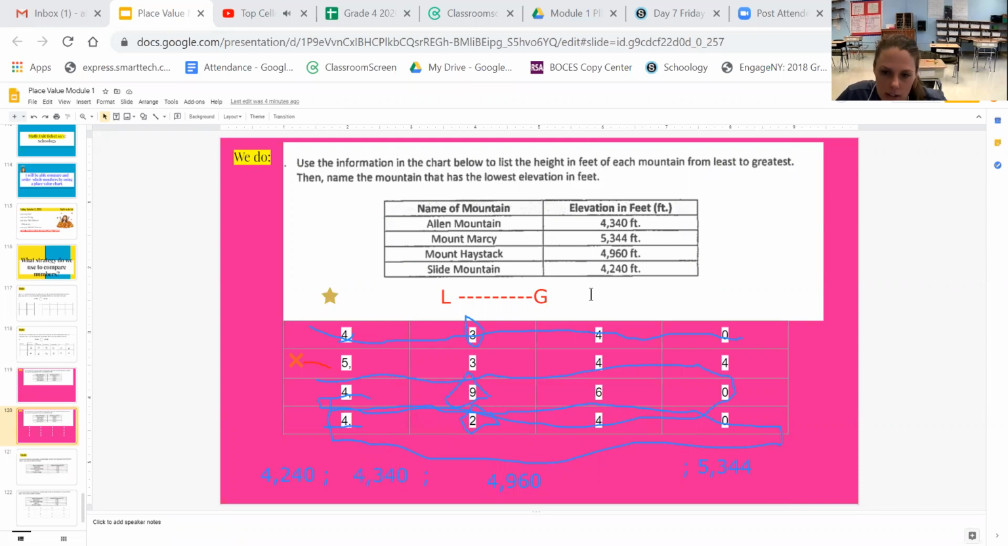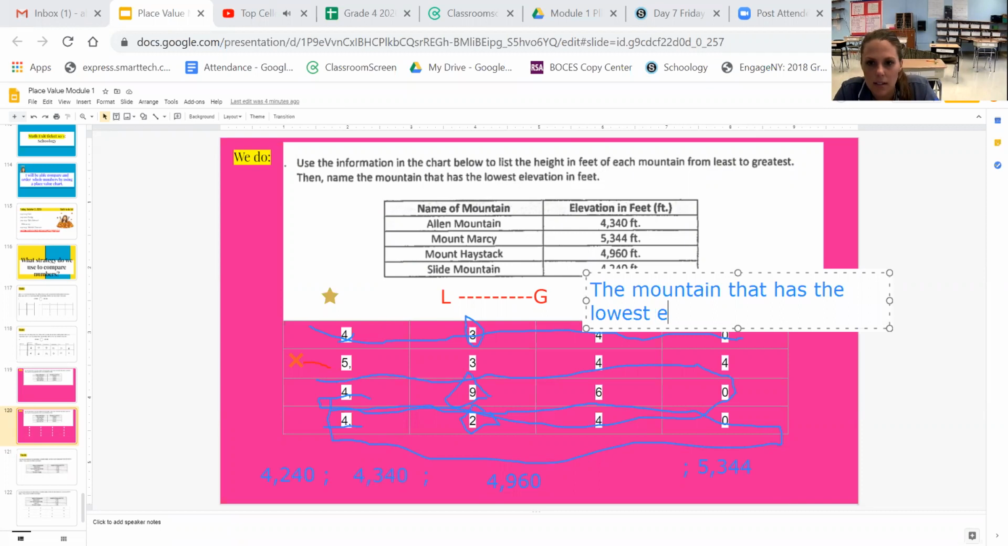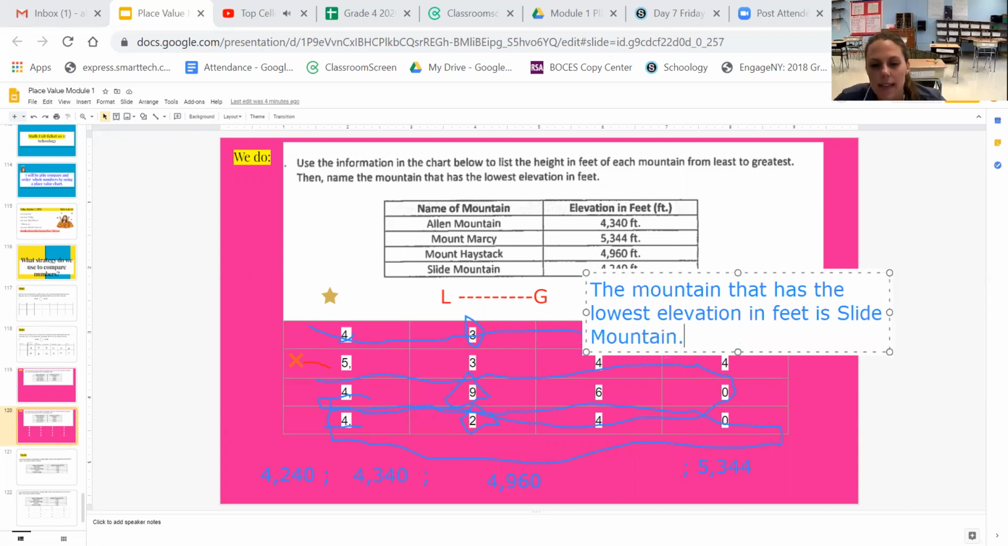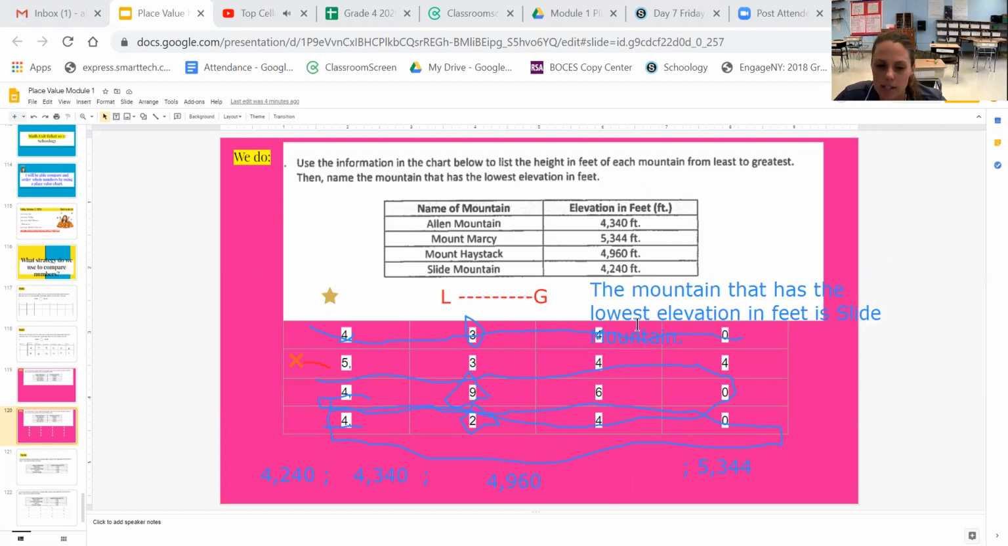Okay, now that we've ordered them from least to greatest, it says name the mountain that has the lowest elevation in feet. So the mountain that has the lowest elevation in feet is, so we've got to look over here, 4,240, which is Slide Mountain. That means I answered all of the questions. I put them in order and I said which one was the smallest.